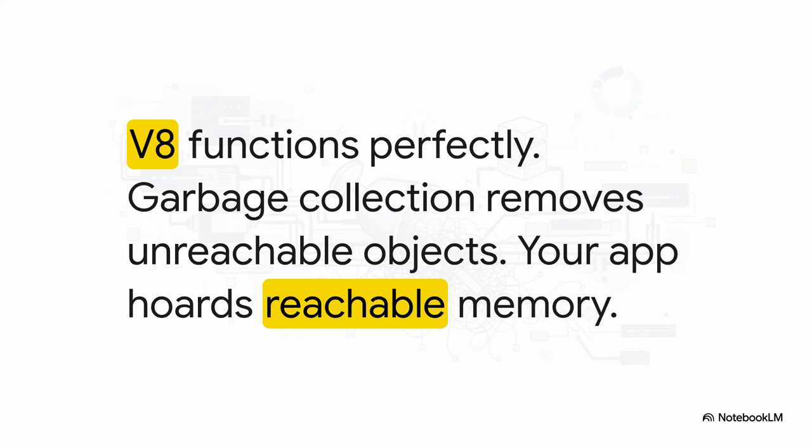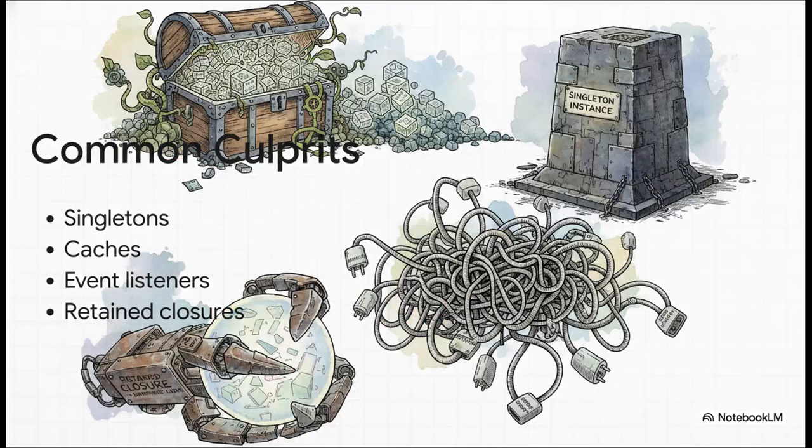That's right, garbage collection is strictly designed to only remove objects that are completely unreachable. The real problem is that your app is essentially acting like a hoarder. It's holding on to perfectly valid, reachable memory that it just absolutely refuses to let go of. So what's actually causing this? Well, let's look at some common culprits. And honestly, we've probably all been guilty of these at some point.